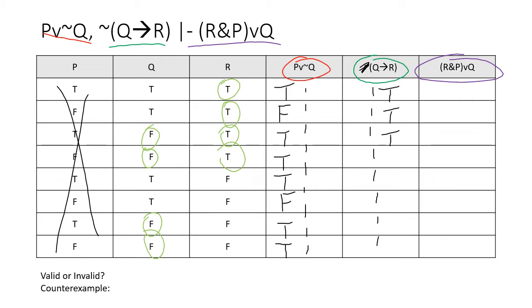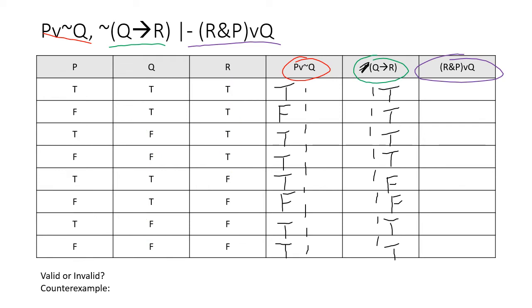And so those are going to be those values for the arrow, and then we just have to flip them over for this tilde, like so. And then we just gotta erase this column here. So that's that premise. And then finally we have this conclusion that's got two different operators.